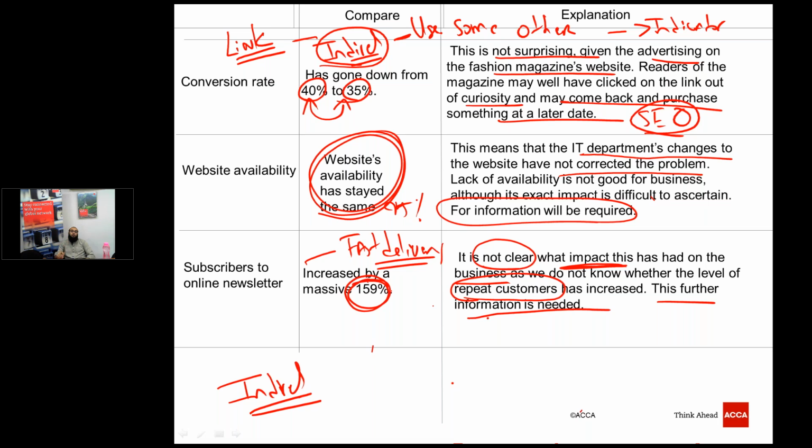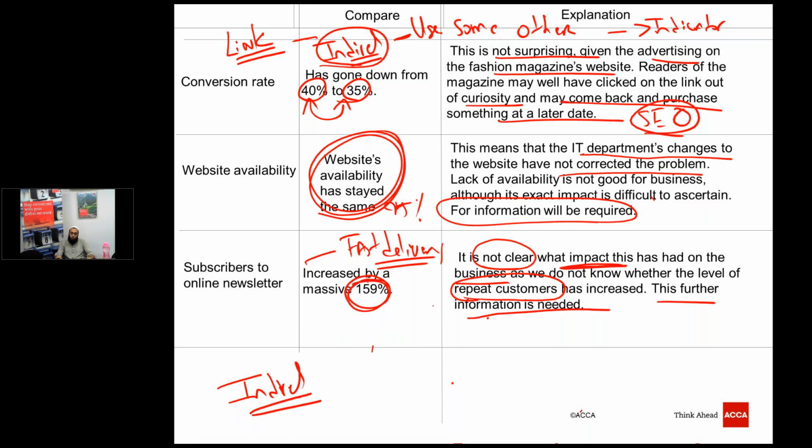For that you need the number of repeat customers. Subscription alone is not enough. So there is no reason given here, no impact given here on whether it had any impact on the business, but yes, the increase is because of the fast track delivery service.